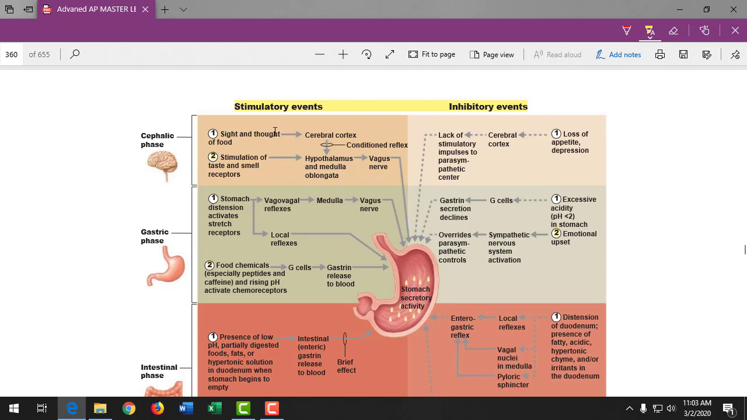So that's just the thought of food. That's the cephalic phase. It's from the brain. The brain just thinking about food can stimulate digestion and secretion, beginning the digestive processes.